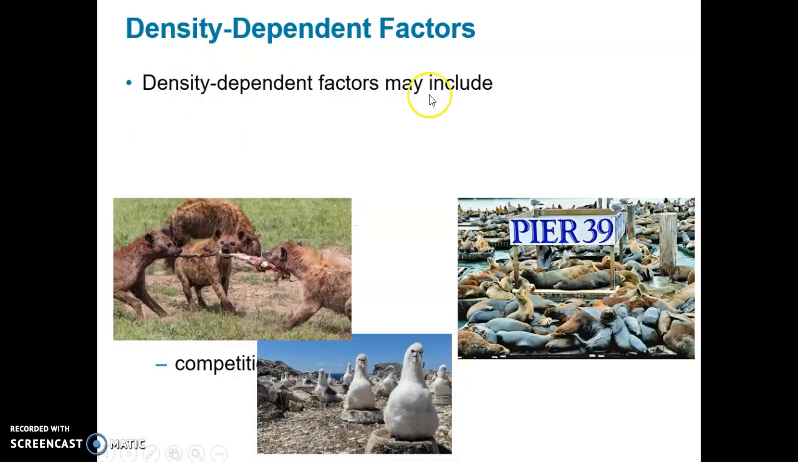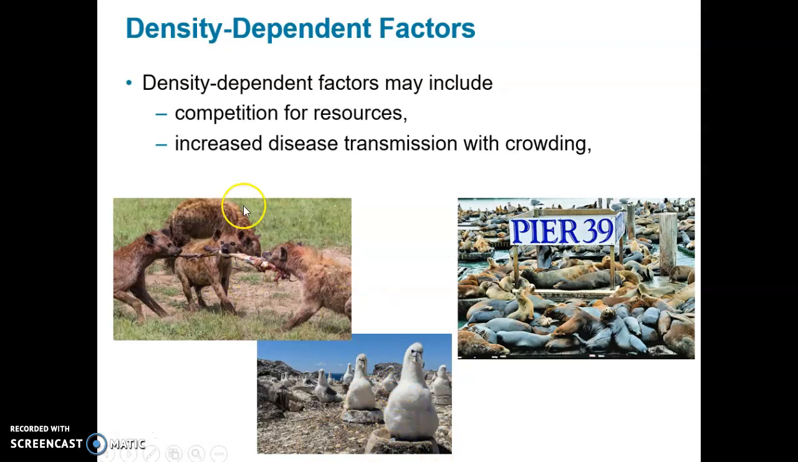Other density-dependent factors could be things like competition for resources. Actually, we've been talking about that. The more individuals you have, in this case spotted hyenas, the food resources may start to become limited or limiting. We talked about nesting habitat for birds, increasing disease transmission with crowding. The more individuals you get and the closer they are, the more likelihood you can transmit disease. Just consider COVID-19 right now.